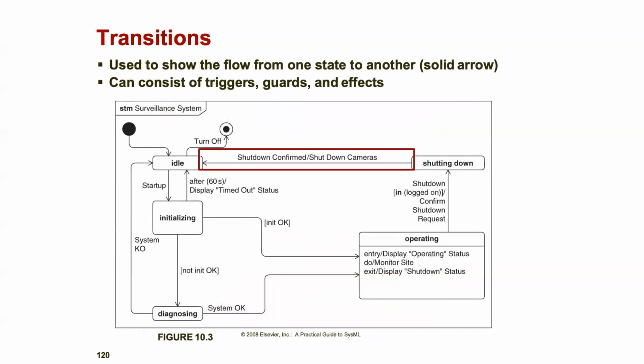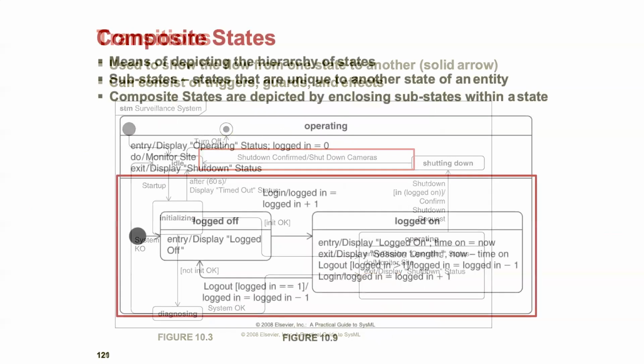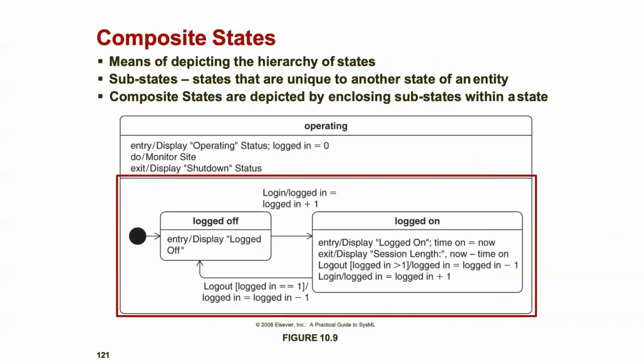Transitions are used to show the flow from one state to another. That would be a solid arrow, and it can consist of triggers, guards, and effects. We're seeing an example of that for a surveillance system. Composite states deal with the means of depicting the hierarchy of states. Substates are states that are unique to another state. The composite states are depicted by enclosing substates within a state.